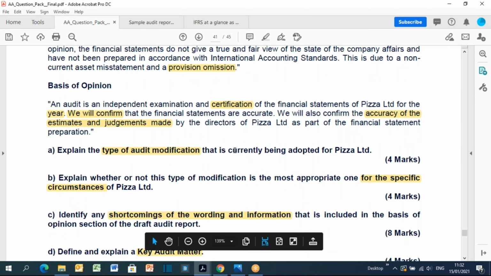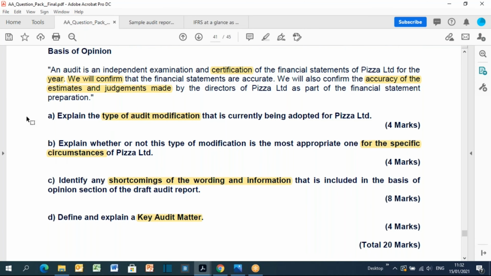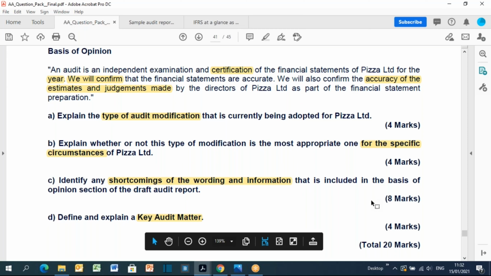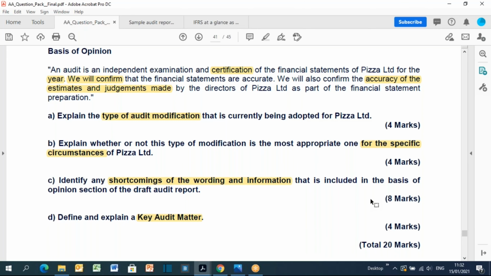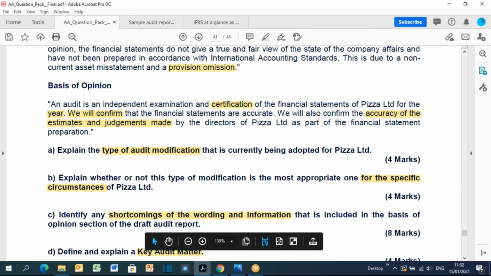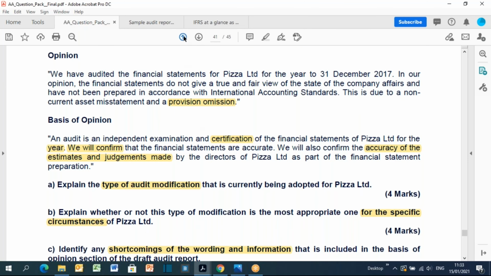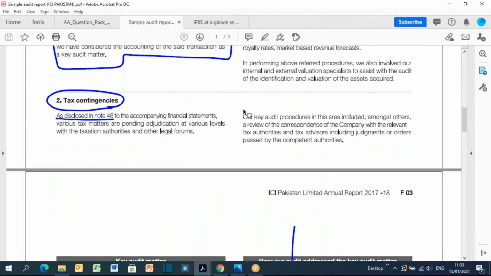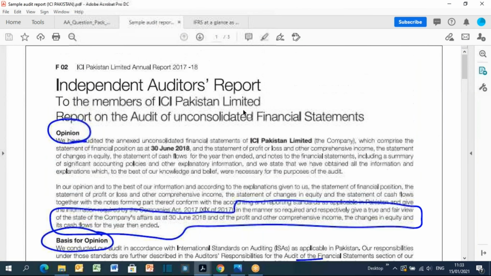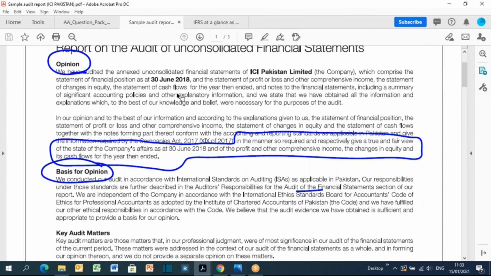If we look at the next requirement, it asks for identifying the shortcomings of the wording and information. So you should come up with 4 or 5. If they're well explained, you can come up with 4 to grab the 8 marks. And before doing that, you can easily type on the internet and find the standard layout. Now I have this example from Advanced Audit and Assurance, showing how the report should be written.